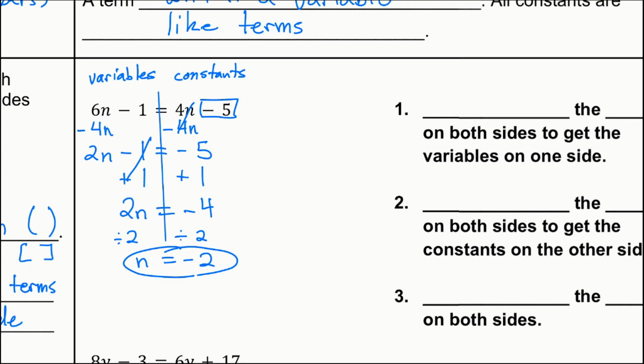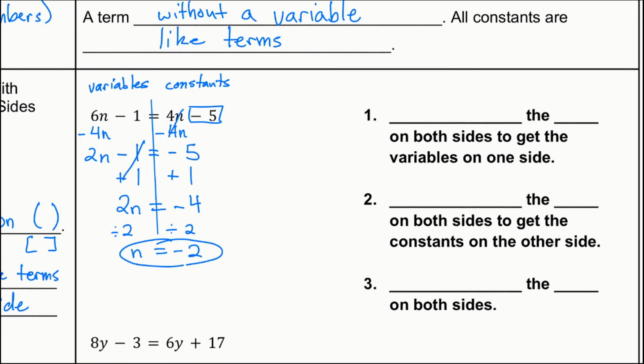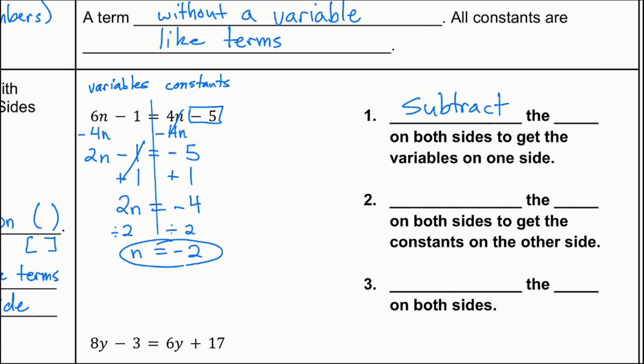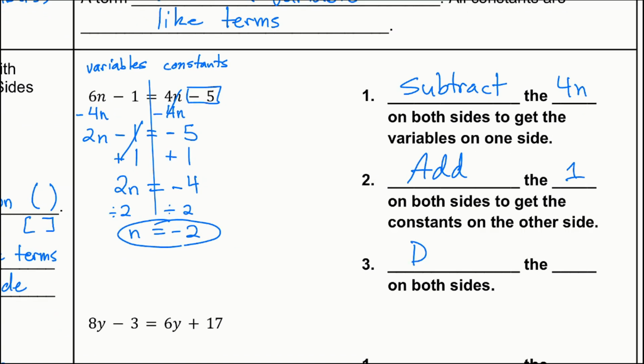Okay? So it's not that bad, at least yet. We haven't had all of the rules together, but yeah. So the first step that we did was we subtract the 4n on both sides to get our variables on one side. Then we add the 1 on both sides to get all my constants on the other side. And then we divide the 2 on both sides. And that was our steps.